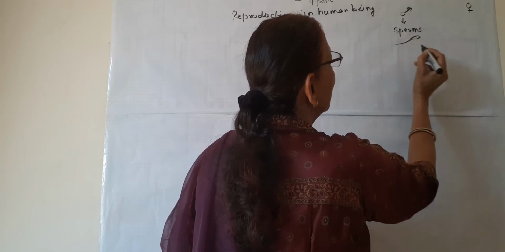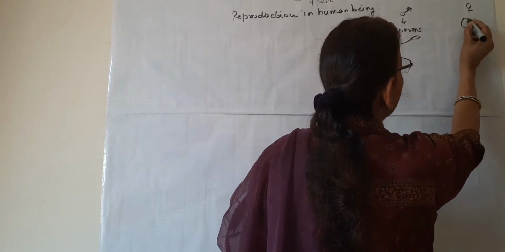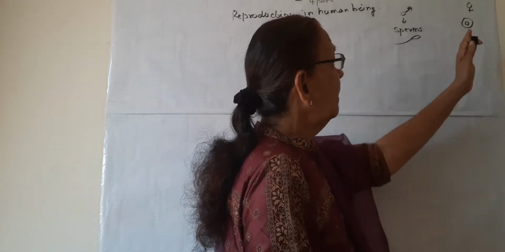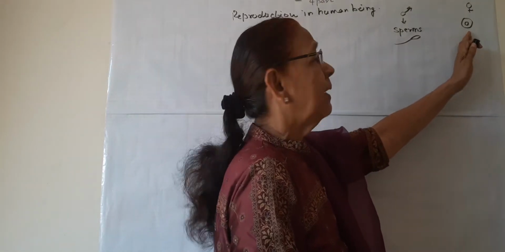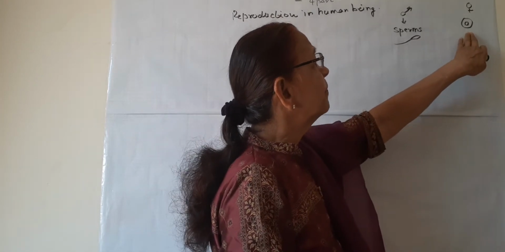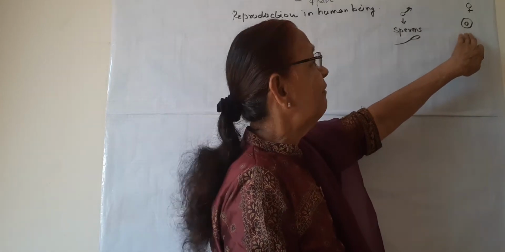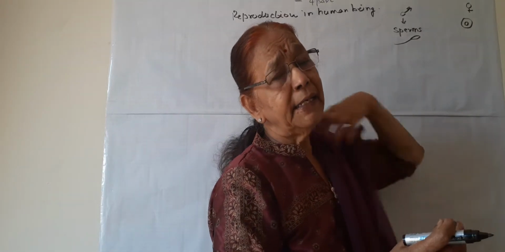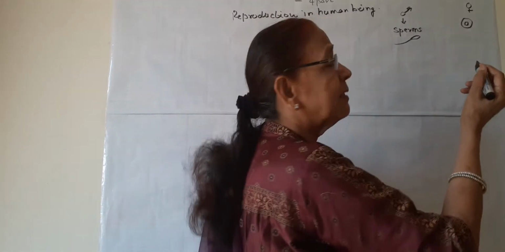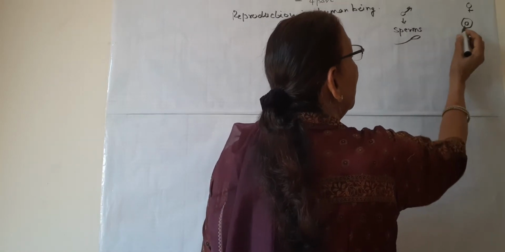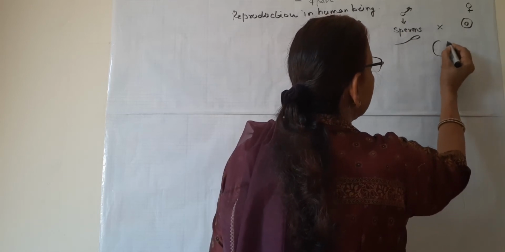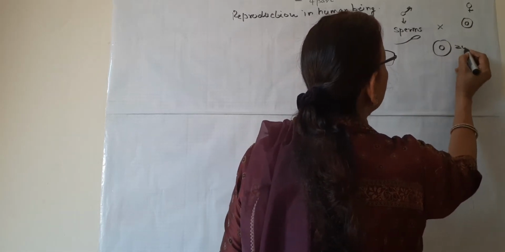The structure is somewhat like this, and the female parent produces ova or egg, ovum or egg, and it is quite big in size compared to the sperm. Why is it bigger in size? Because the embryo will develop inside the egg, and it needs nourishment or food for its development in the initial stages only.